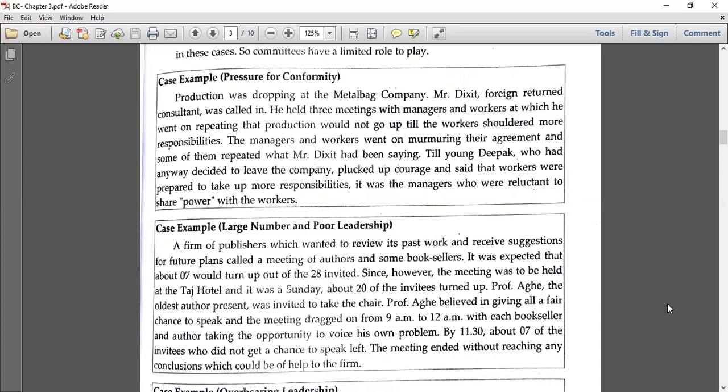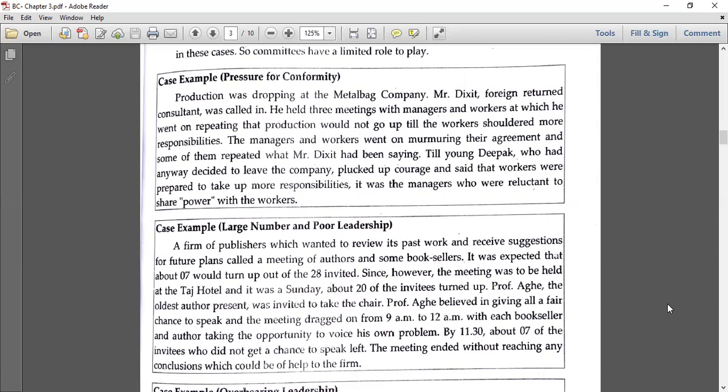The managers and workers went on murmuring their agreement, and some of them repeated what Mr. Dixit had been saying, till young Deepak, who had anyway decided to leave the company, plucked up the courage and said workers were prepared to take up more responsibilities. It was the managers who were reluctant to share power with the workers. So in a way, because Deepak was leaving the company, he had no fears in him.